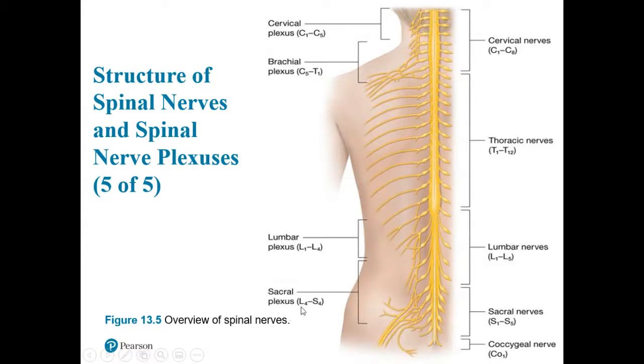Next is sacral plexus right here. This one controls mostly reproductive structures and also sacral region structures of the back. Right. So then lastly, we have the coccygeal nerve. Coccygeal nerve controls mostly reproductive structures. So these are pelvic, I'm sorry. Sacral is pelvic and coccygeal is mostly reproductive.